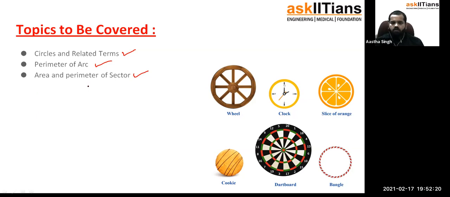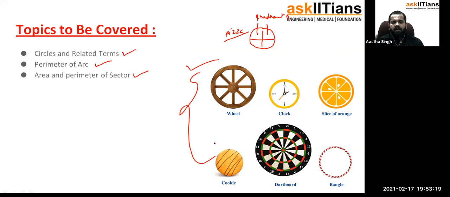In our daily life, we see many shapes which are in the form of a circle. Like the wheel of your bicycle is in the form of a circle. The clock, generally, is in the form of a circle. The slice of orange we eat is in the form of a circle. Also the pizza you eat, which comes in slices, and each slice is called a quadrant. Then your cookie, then your dartboard while playing, and a bangle are in the form of a circle. So all these are forms of a circle that we see in our daily routine life.